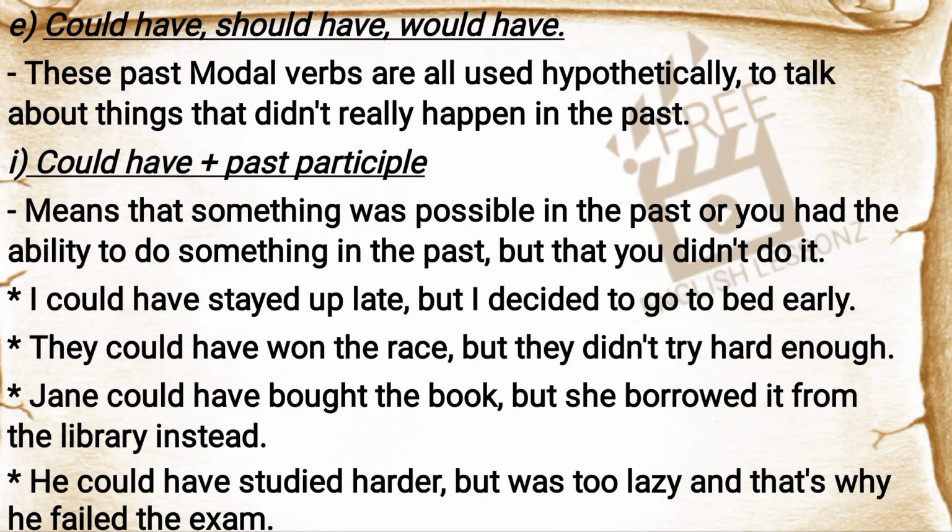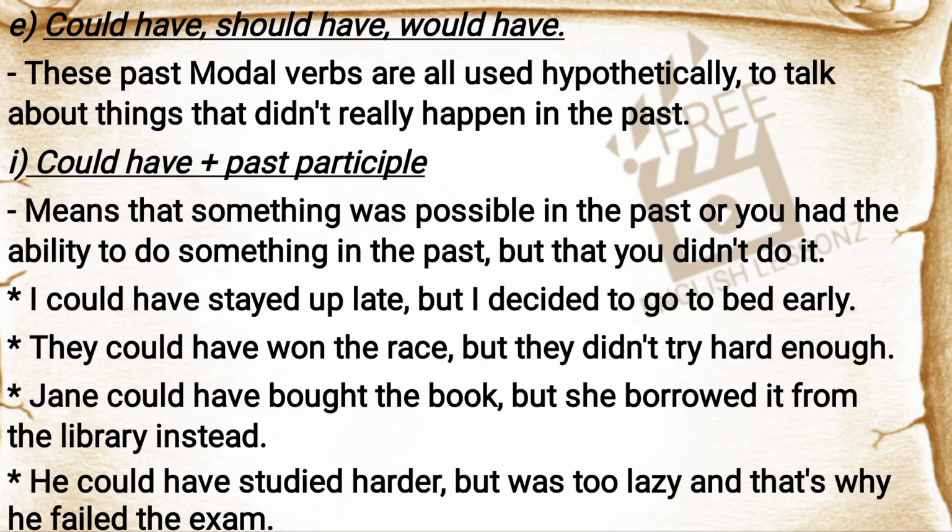E. Could have, should have, would have. These past modal verbs are all used hypothetically, to talk about things that didn't really happen in the past. 1. Could have plus past participle means that something was possible in the past or you had the ability to do something in the past, but that you didn't do it.